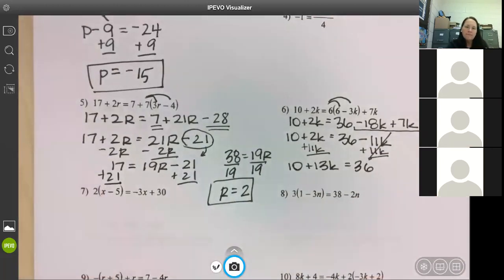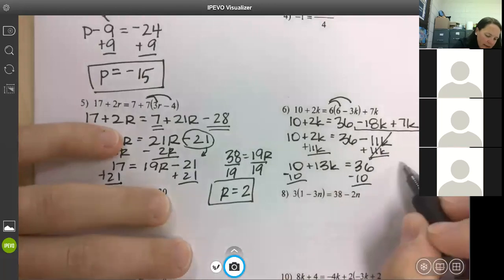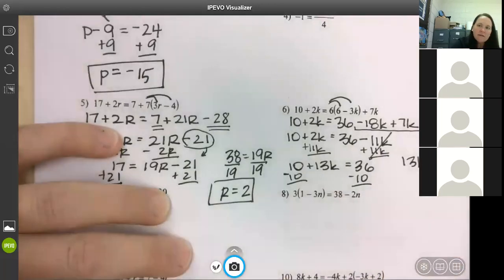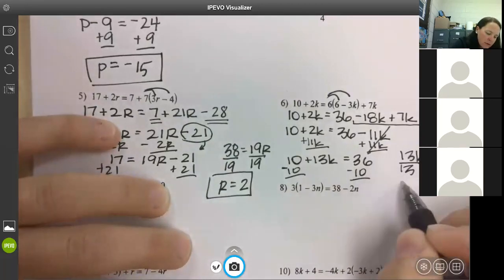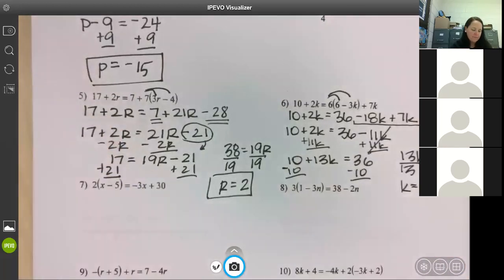What do I do now? Subtract 10. I get 13K equals 26. Last step, divide by 13. And I get 2. That's perfect.